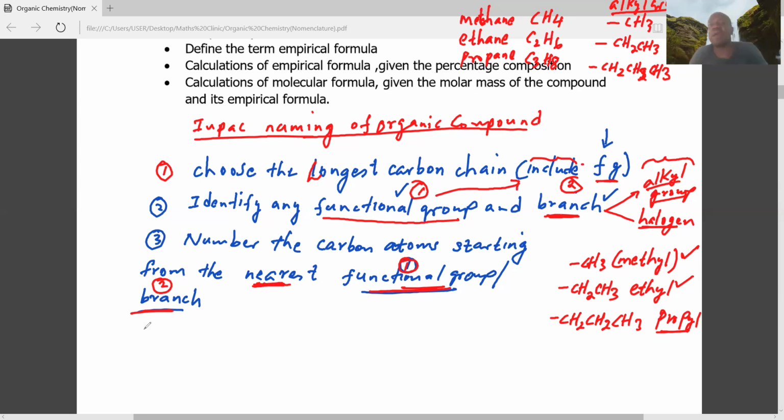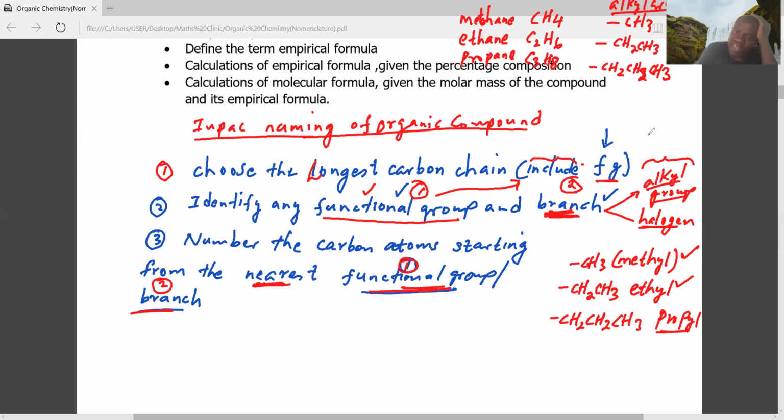So these are the steps that you need to follow when you are naming organic compounds. But there are still other things that you need to consider, but these are the key. Number one, you choose the longest carbon chain that will include the functional group. Secondly, you identify the functional group, which will already be included there, and a branch. When you talk about branch, you're talking about alkyl groups, which is methyl, ethyl, or propyl, together with halogens: fluorine, chlorine, bromine, and iodine.